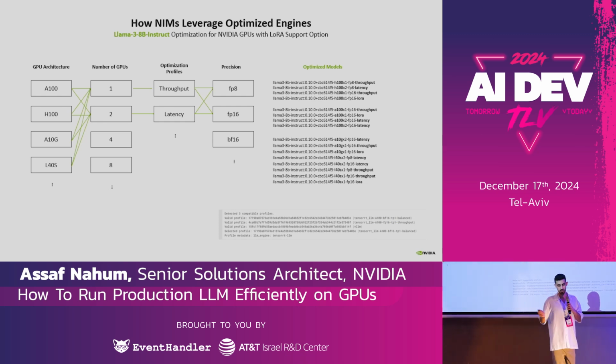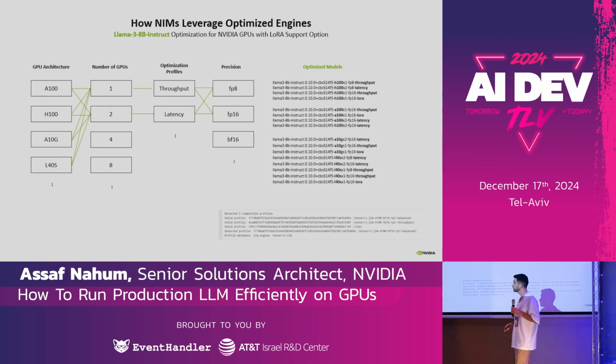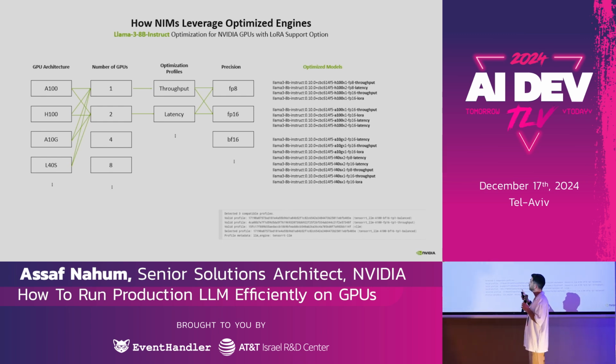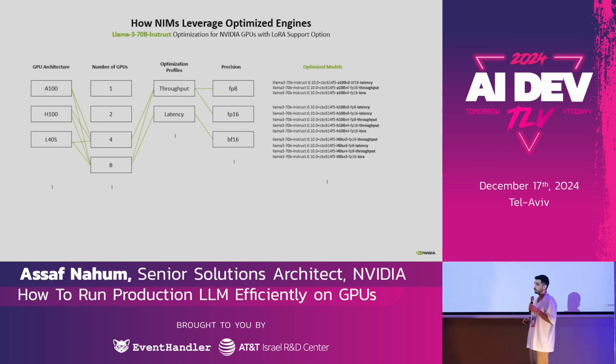Here you can also see that it supports LoRa, which I will talk about a bit later on. This is for the Llama 3 8B, and this is for the Llama 3 70B. So you can see that we have different profiles and different models for every model that we release in NIM. And we do it because every GPU architecture is different, and the use of 2 GPUs or 4 GPUs is different, and we want you to get the maximum that you can. This will be your starting point.